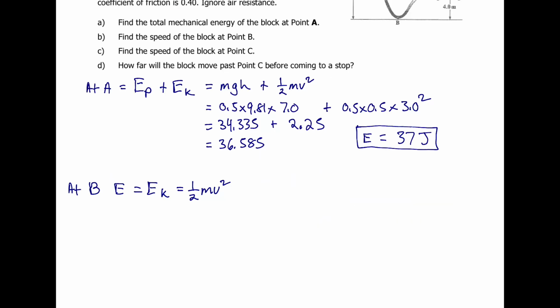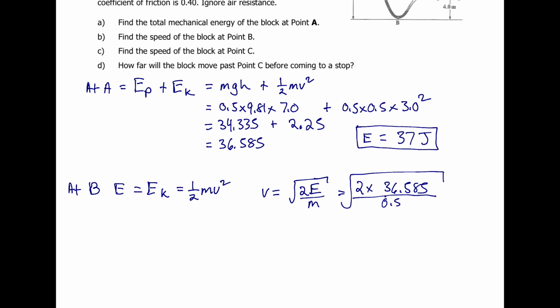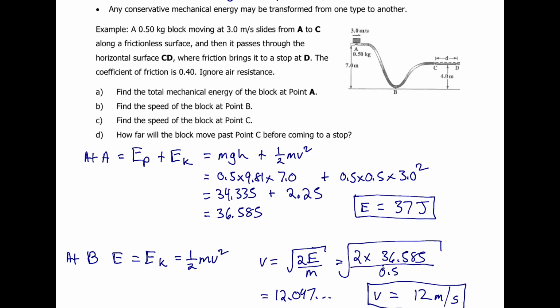So I'm going to shortcut us. v is equal to the square root of 2E over m. We did the algebra of that in another lesson. You should be able to get this algebra rearranged. And I can just put the numbers in, in this case. It's a very easy question. 2 times 36.585, all divided by 0.5, in a square root will get me the speed I want.